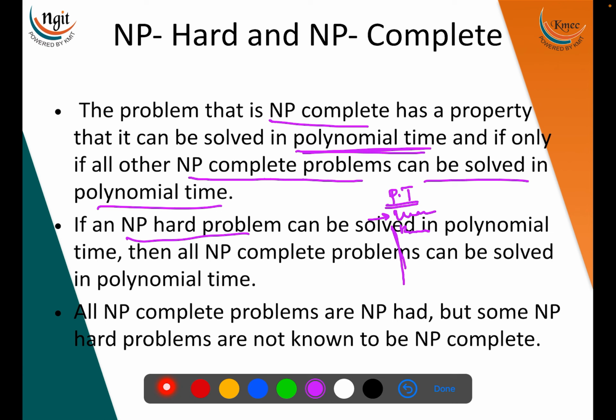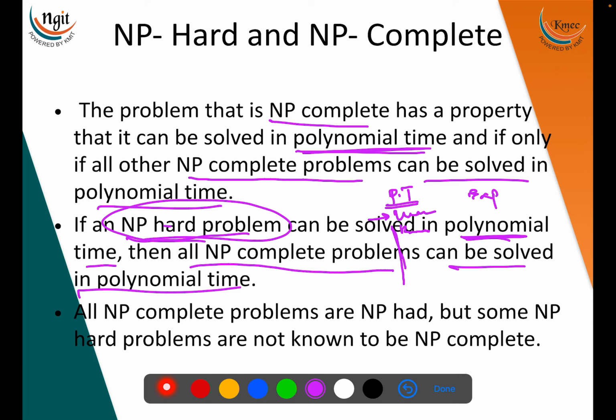And we do have the other problem, which is the NP hard problem. If it can be solved in polynomial time, then all NP complete problems can be solved in polynomial time. So this NP hard problem is what? Non-deterministic algorithms. That means the algorithm which takes exponential time, that also will take polynomial time to get completed, right?